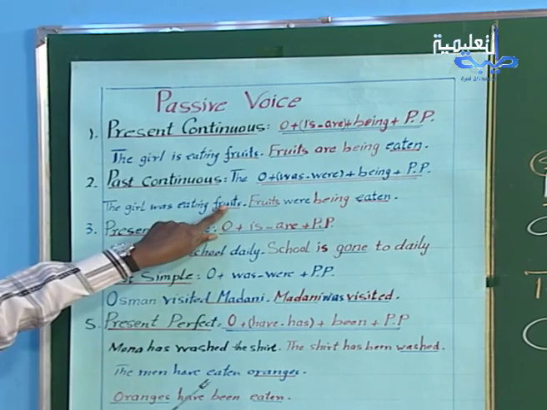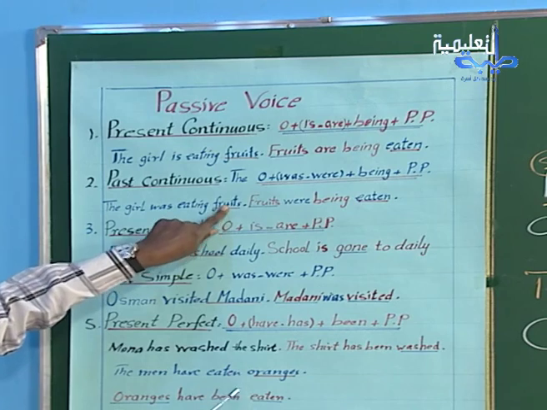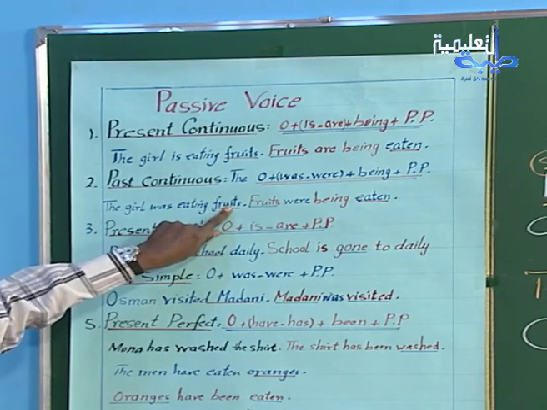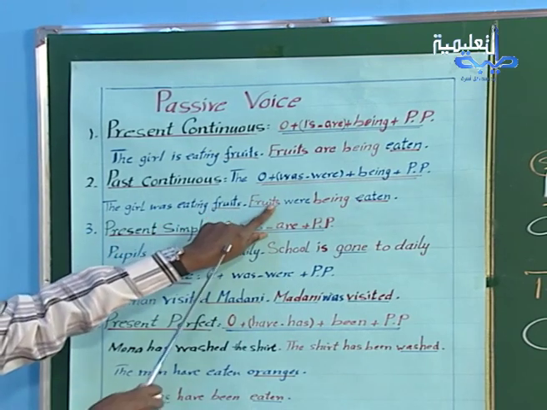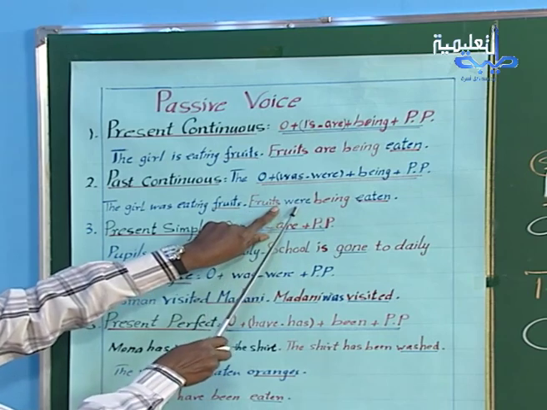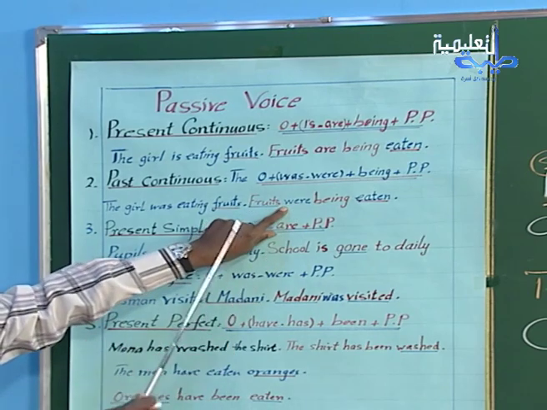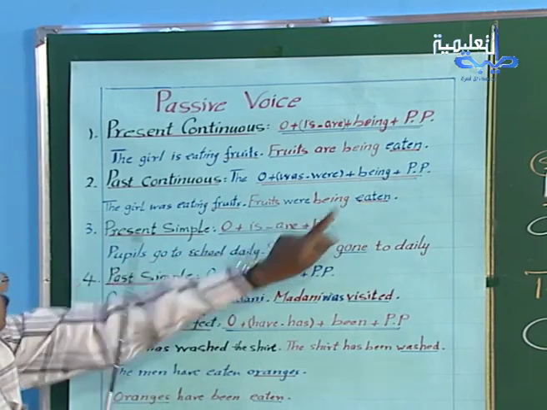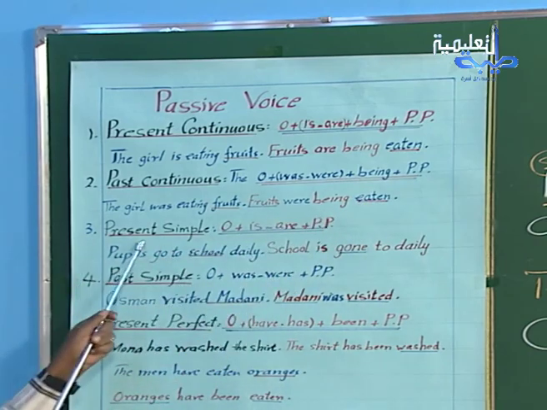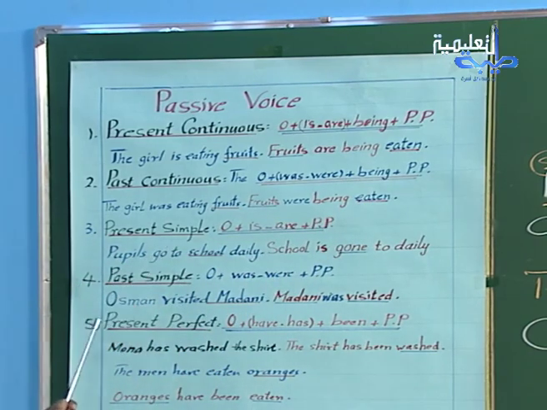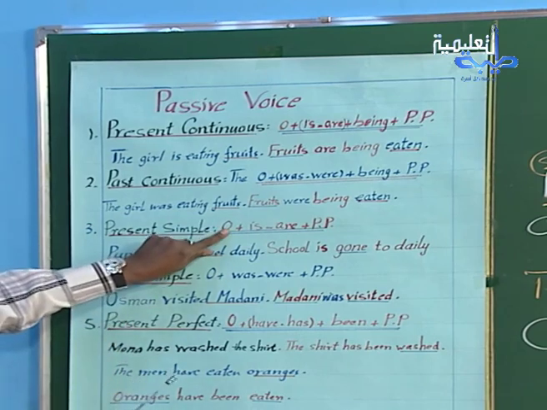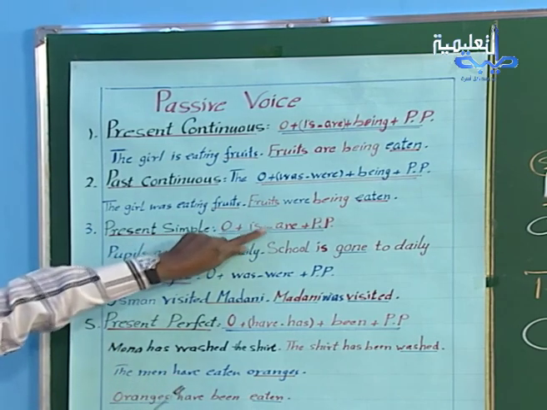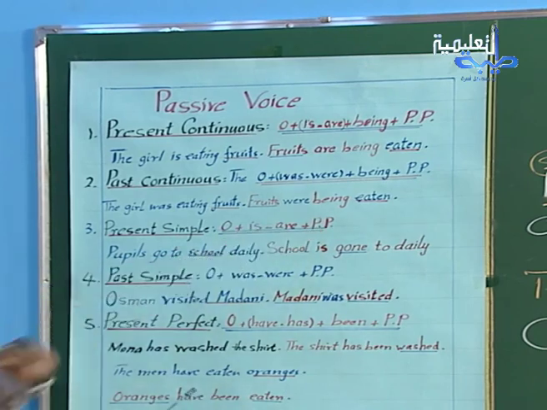So we started with fruit because this is an object. We always start the passive voice with the object. Fruits, because this is plural, we are not going to say was, we say were. Were being eaten.